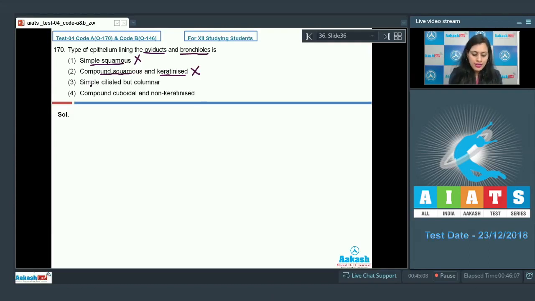The next option given is simple ciliated columnar, and this is the correct answer to our question because simple ciliated columnar epithelium lines the oviducts and bronchioles. It facilitates the movement of ova towards the ampulla of the fallopian tube, and the cilia will push the mucus upwards in the trachea. The next option given is compound cuboidal and non-keratinized, and this is incorrect because compound epithelium lines the areas or surfaces which are more prone to abrasions or wear and tear. So the correct answer for this question is option number 3. Let's discuss our next question.